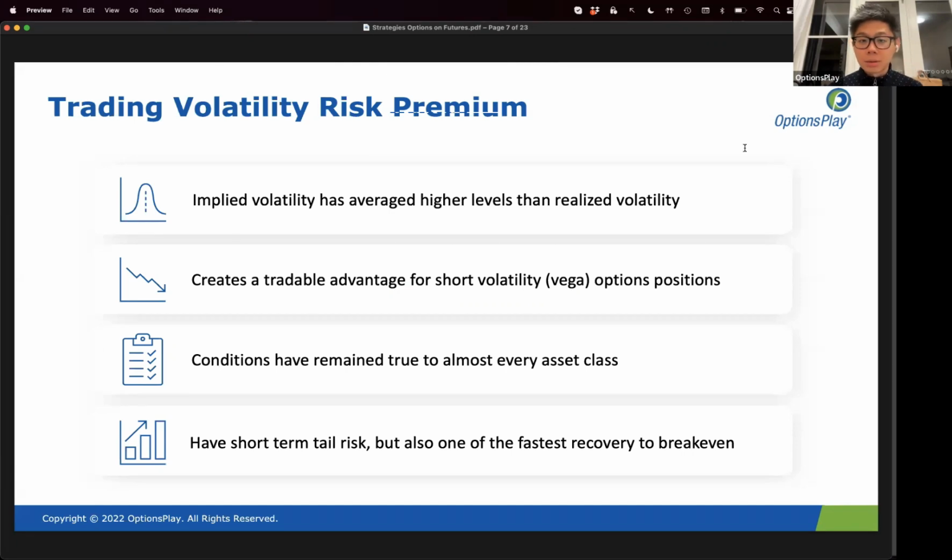Does that make sense, everyone, as to why professionals tend to focus more on selling versus buying options, because of this volatility risk premium? If that makes sense to you, please type 3 into the chat window. Perfect. Okay, we see a lot of 3s.